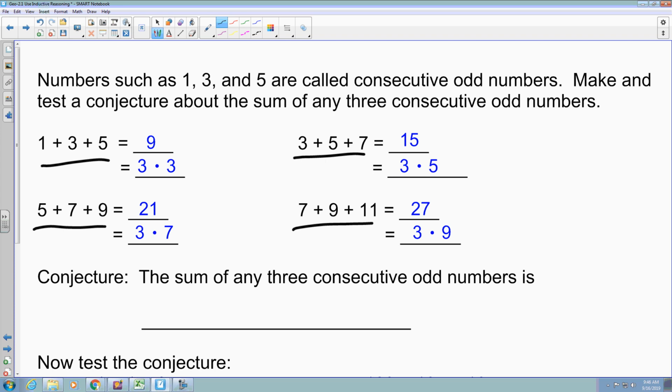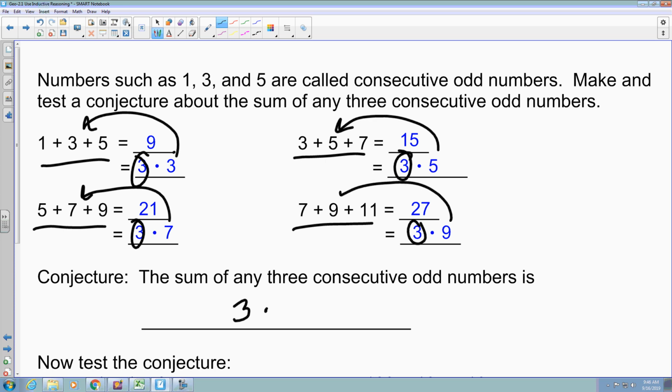So the conjecture that we have here is the sum of any 3 consecutive odd numbers is also going to be, if I look here, it looks like it's going to be 3 times, because each one of these has 3 to start with, 3 times it by, and if you look, the second number is always the middle number. So 3 times the middle number.